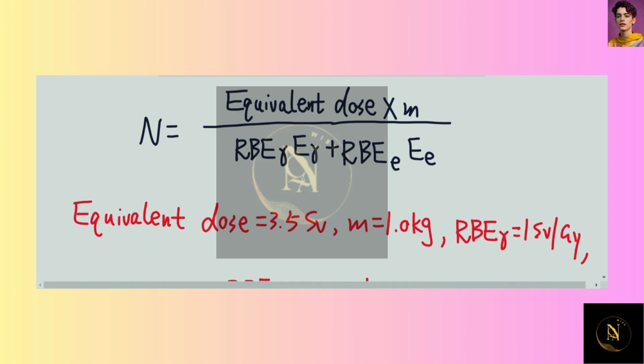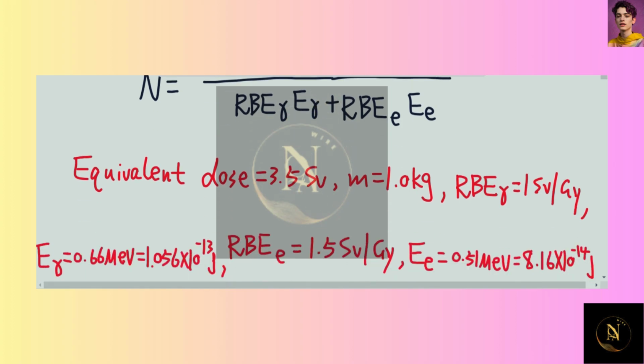So we know equivalent dose is given as 3.5 sieverts. Mass of the tissue is 1 kilogram. And the RBE value for the gamma rays is 1 sievert per gray. And the energy that is transferred from the decay to the gamma rays is equal to 0.66 mega electron volt, which is equal to 1.056 times 10 to the power of negative 13 joule.